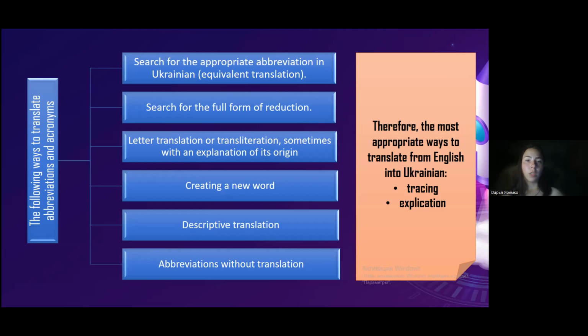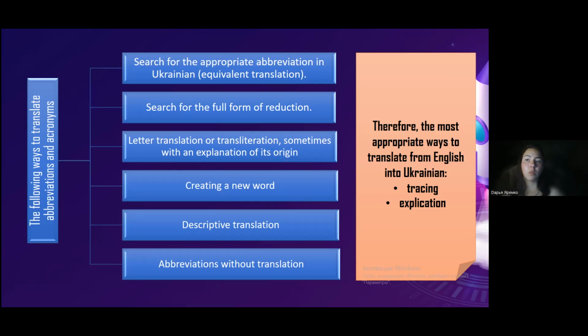Search for the appropriate abbreviation, a Ukrainian equivalent. The translation of such abbreviations is usually not complicated and is understandable for the audience. Search for the full form of the reduction. This method of translation is used only in the absence of an appropriate abbreviation in the Ukrainian language. Letter translation and transliteration, sometimes with an explanation of its origin. Creating a new word, descriptive translation, abbreviations without translation.